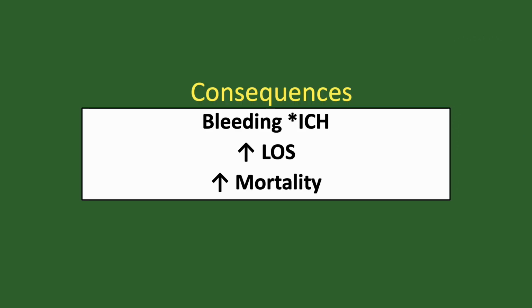The consequences of coagulopathic states can be bleeding, and this can be important in certain compartments, for example the brain, which leads to an intracerebral haemorrhage. Coagulopathic states are associated with increased length of stay and increased mortality.